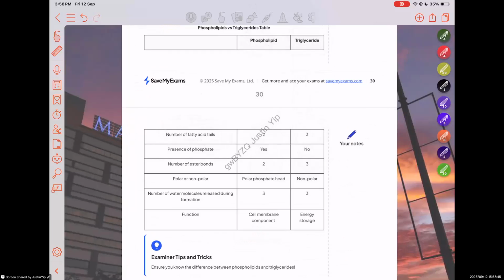Polar and non-polar: phospholipid has a polar phosphate head, while this one is non-polar. And the number of water molecules, this one is special, both of them produce 3 water molecules. And for function, your phospholipid is involved in the cell membrane, while triglyceride helps you to store your energy.